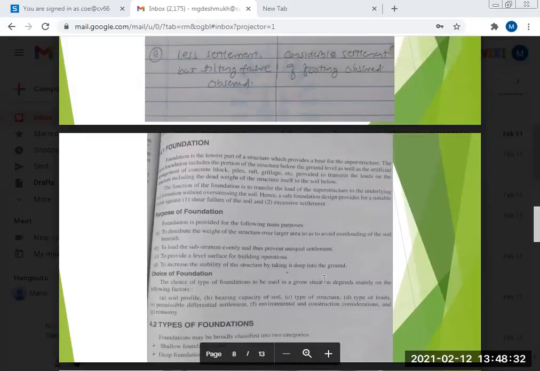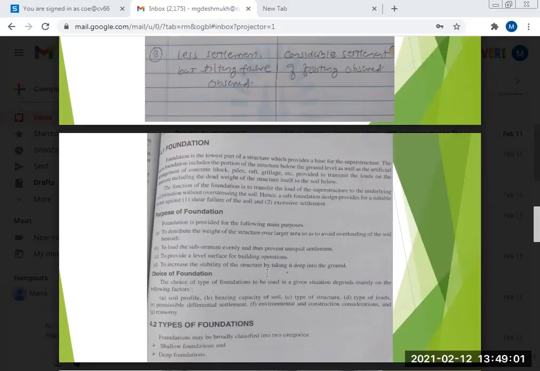But the thing is, if it is within the limits, then definitely you have to go for shallow foundation only. So the first choice, after knowing the purpose of the foundation, is shallow foundation. If the building has whatever gross pressure intensity, whatever load the building has, if the bearing capacity is sufficient and it can withstand the load, then you go for shallow foundation.